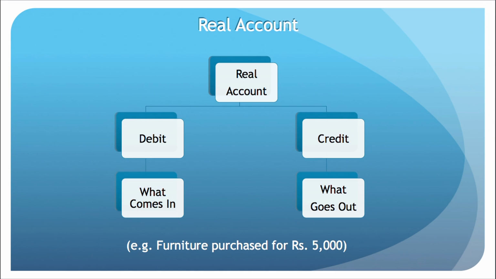Now let us move to real account. Real account generally indicates the assets of the business, means the properties of the business. So for real account, the rule is debit what comes in and credit what goes out. So for example, let us take the example of furniture purchased for rupees 5,000. Means we have purchased some furniture and for that we have paid rupees 5,000. So we have to find out how to record the real account from this transaction.